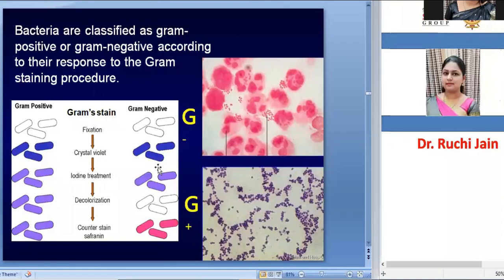The gram-negative cell wall is thin in the peptidoglycan layer, so it first acquires the crystal violet color, and after the destaining stage, it acquires the safranin color. Safranin is pink and crystal violet is violet. So after gram staining, we can see gram positive in violet color and gram negative in pink color.